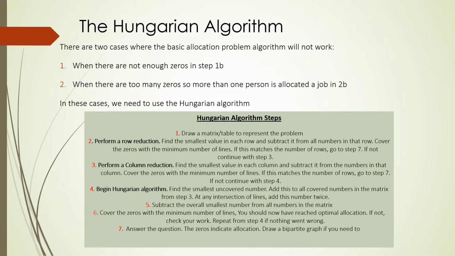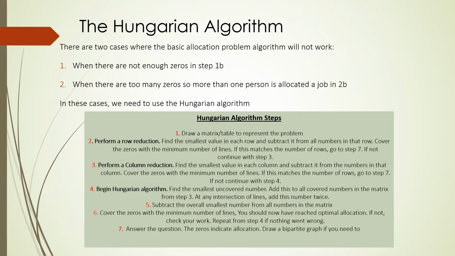With step 3, we perform a column reduction where we find the smallest value in each column, then subtract it from the numbers in that column. Again, we cover the zeros with the minimum number of lines. If that matches the number of rows, the number of tasks, cool, go to step 7. However, if not, we continue with the steps. That's where we begin the Hungarian algorithm with step 4.